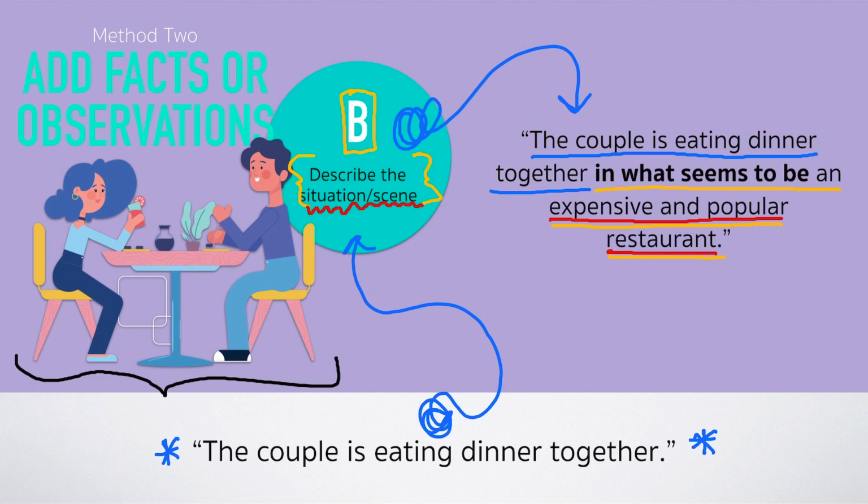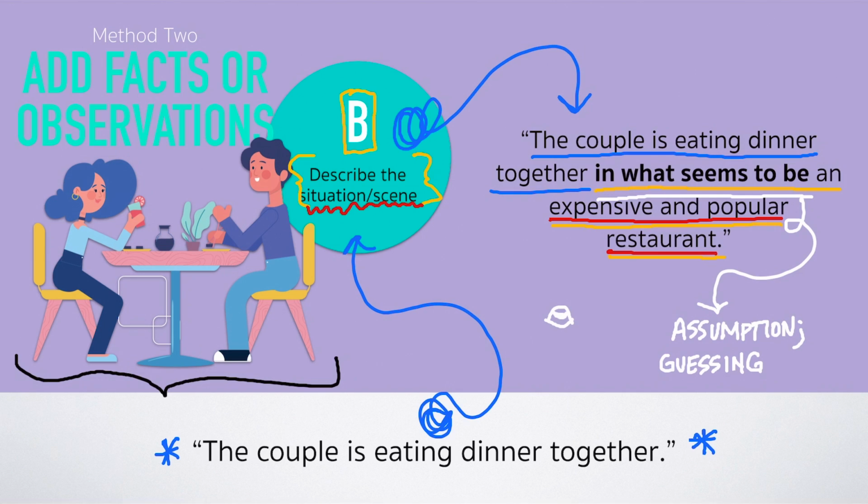However, look at this right here, in what seems to be. Now, we use this pattern when we're speaking about something that we are making an assumption about, okay? Making an assumption, or we are guessing, okay? We don't know for sure if the restaurant is expensive, but it looks like that. In our point of view, as we see it, it looks one way, okay? So again, you are just sitting there. Let's put this guy right here. He is guessing what he thinks is going on in that picture, okay?